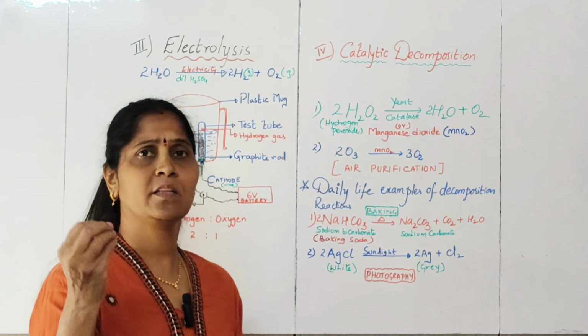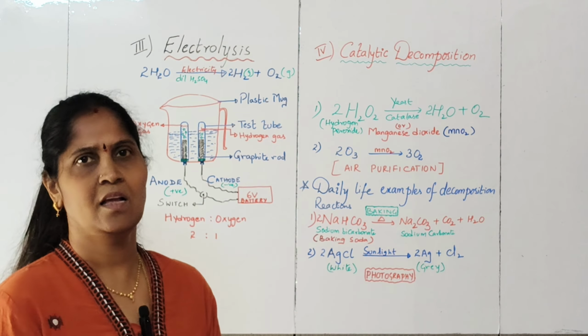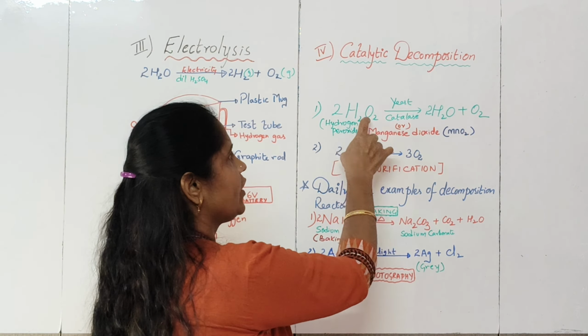So this hydrogen peroxide, in the presence of yeast... yeast contains the enzyme called catalase. This catalase enzyme is a catalyst which will break down hydrogen peroxide into water and oxygen. So this is what catalytic decomposition is. Or it can also be broken down into water and oxygen in the presence of one more catalyst, which is manganese dioxide, MnO2. Likewise, we have 2O3, and this in the presence of manganese dioxide will form oxygen.